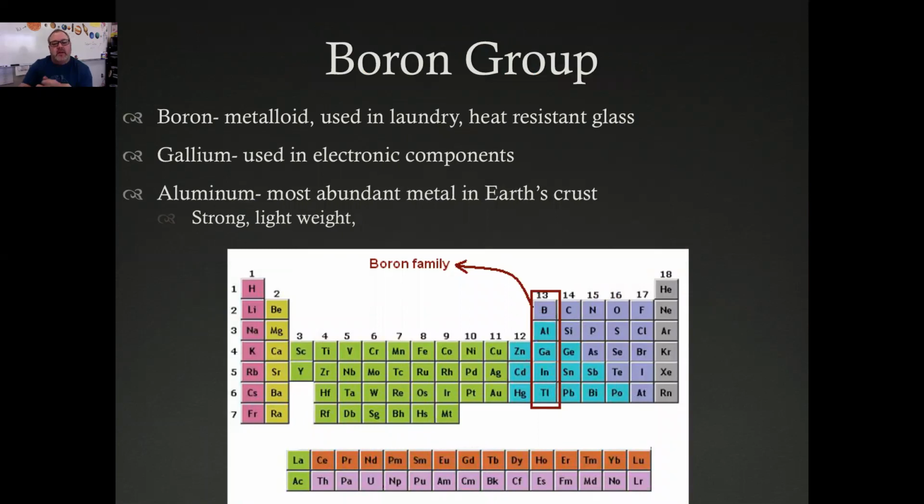Boron is a metalloid that's used in laundry and heat-resistant glass. Gallium gets used in electronics or electronic components like the little motherboards and circuit boards and things like that, because it allows a little bit of electricity to pass, but not very much. Also, aluminum, it's the most abundant metal in Earth's crust, and it's strong, but very lightweight. So it gets used for a lot of different applications. Here's aluminum right here.